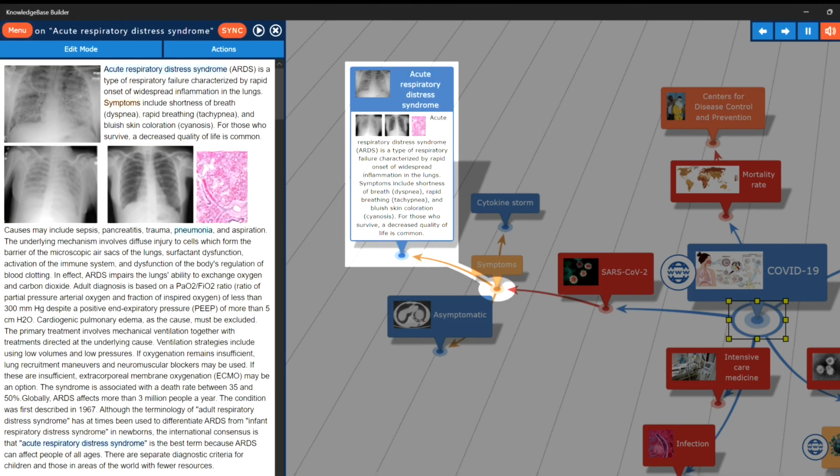Acute respiratory distress syndrome. Acute respiratory distress syndrome, ARDS, is a type of respiratory failure characterized by rapid onset of widespread inflammation in the lungs. Symptoms include shortness of breath, dyspnea, rapid breathing, tachypnea, and bluish skin coloration, cyanosis. For those who survive, a decreased quality of life is common.